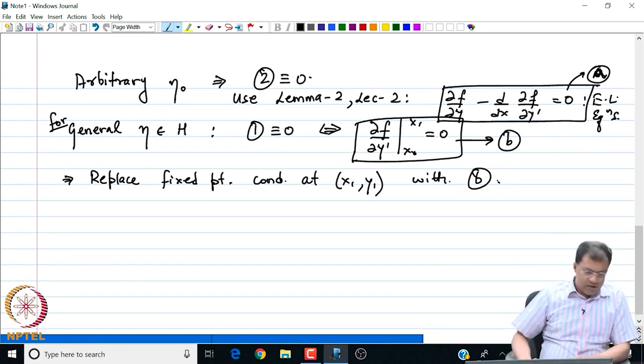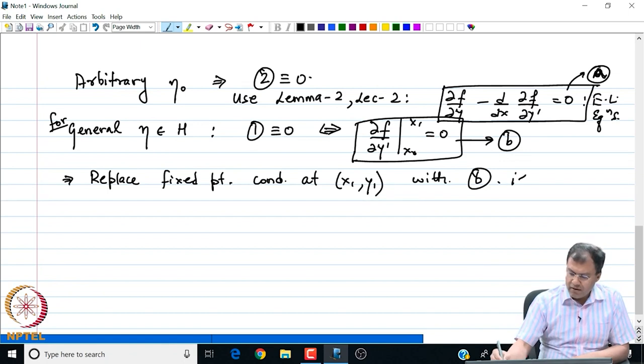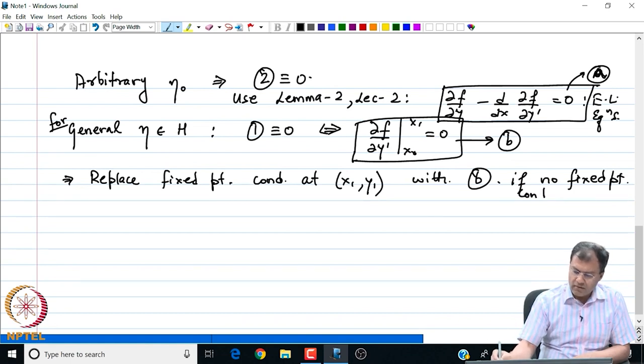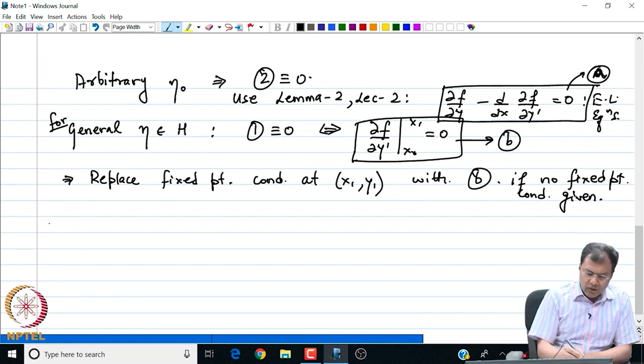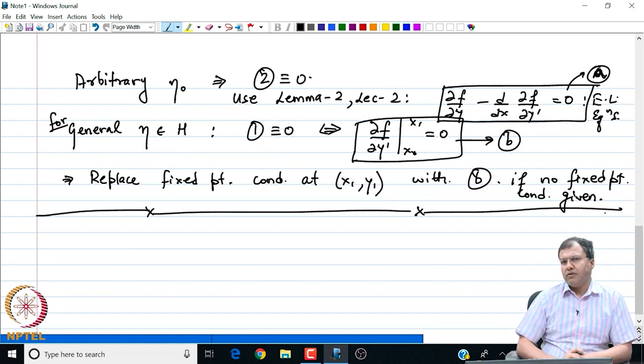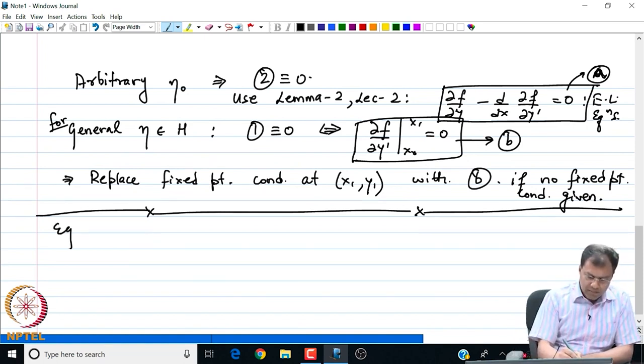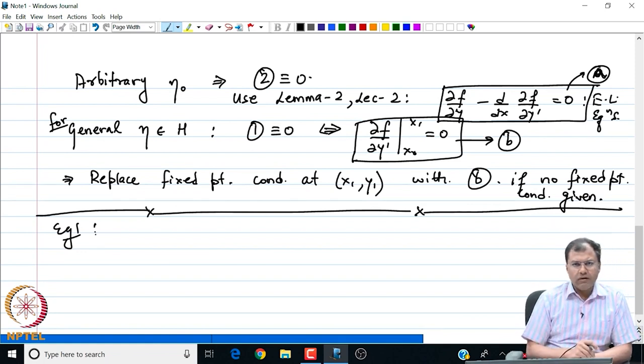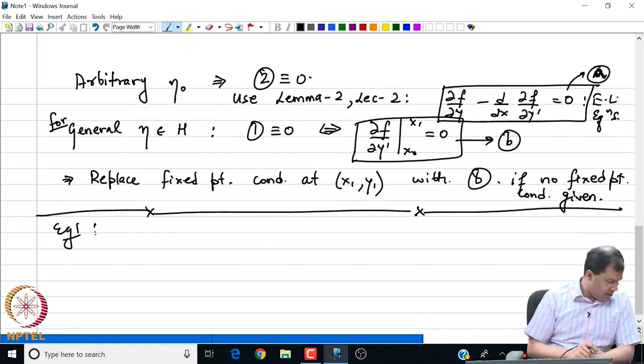Okay. With B, if no fixed point conditions are given. Fixed point conditions given. Okay. So, let us quickly look at an example to see how this new condition works. A simple example is finding the extremal of the arc length.